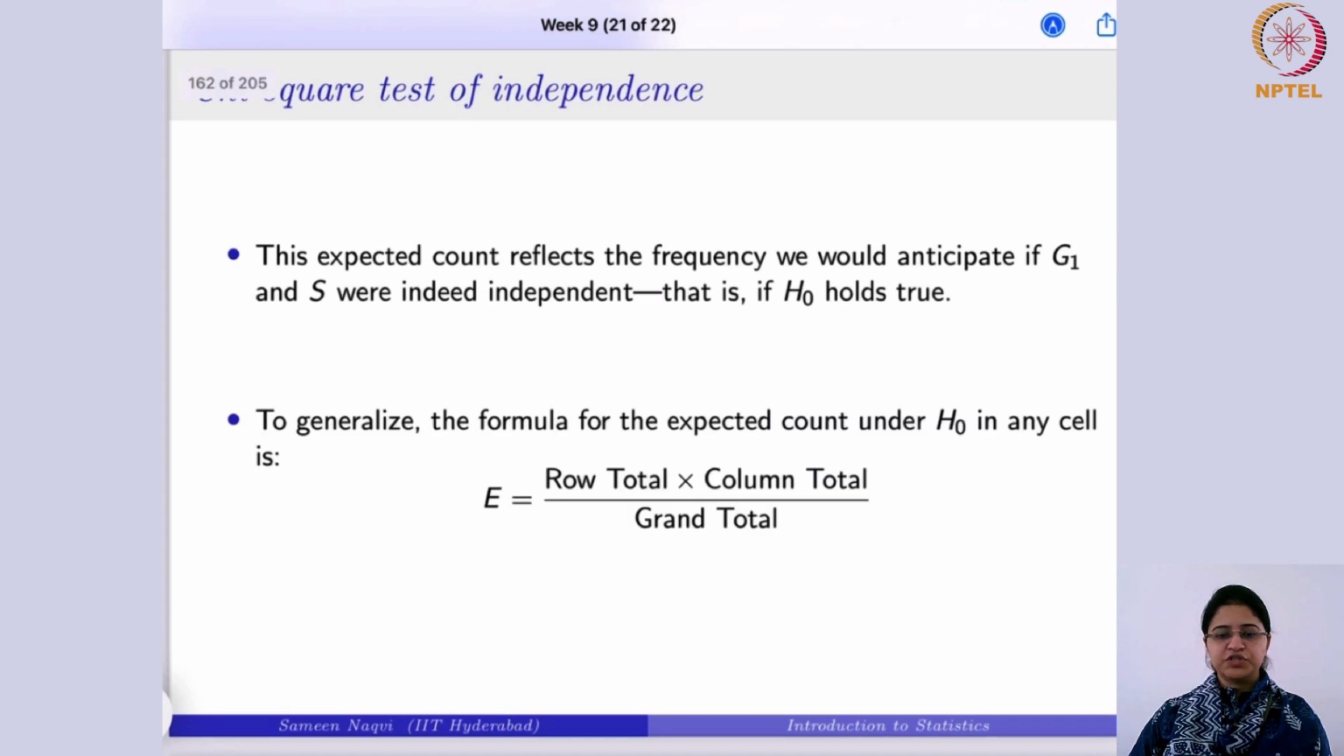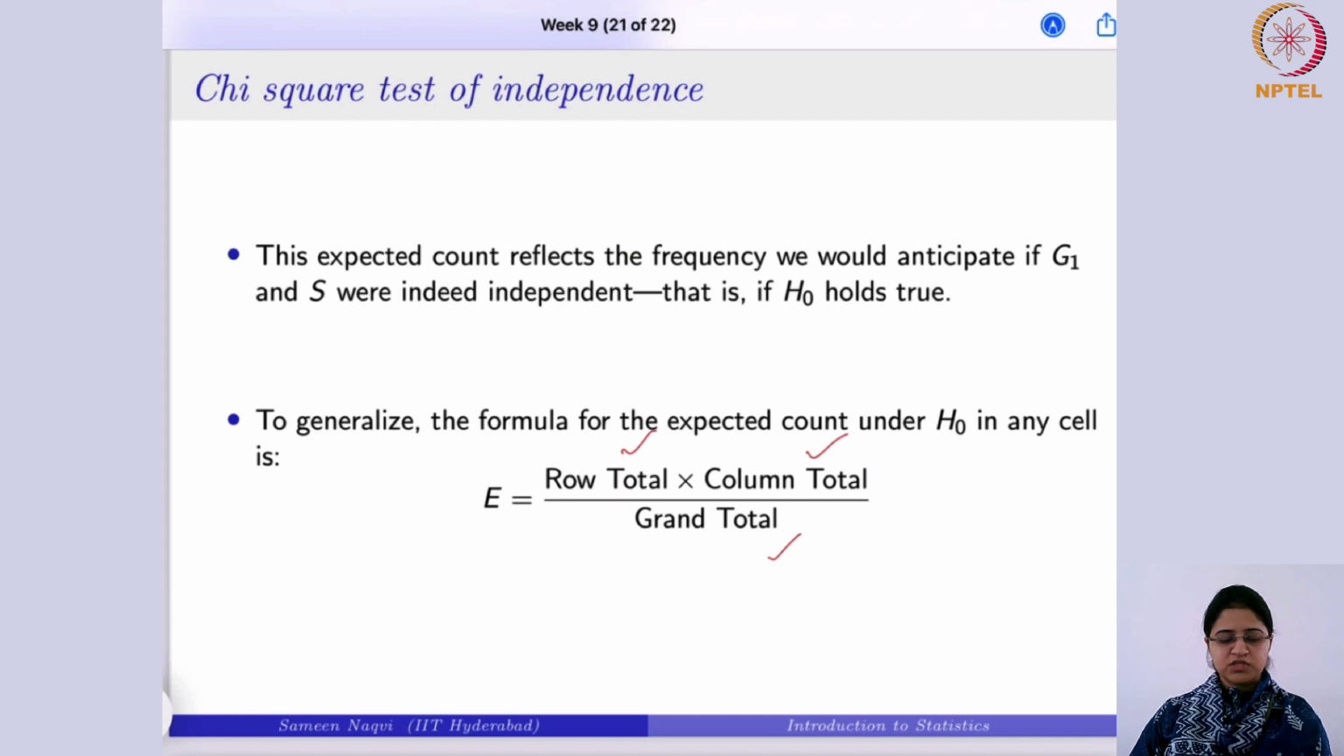So if you want to generalize this formula, in the numerator you have the row total and the column total, and finally you divide by the grand total. So for each cell, in the numerator you will multiply the row total with the column total, and you will divide by the grand total.